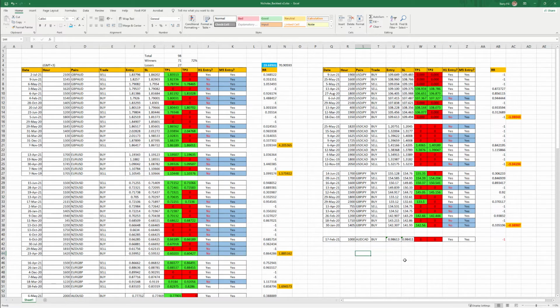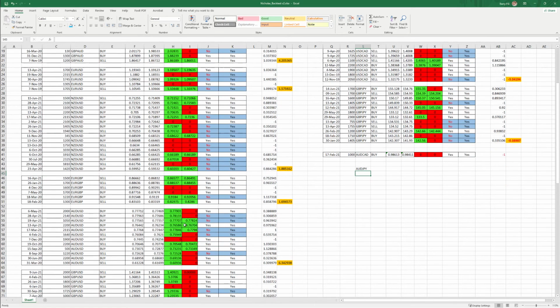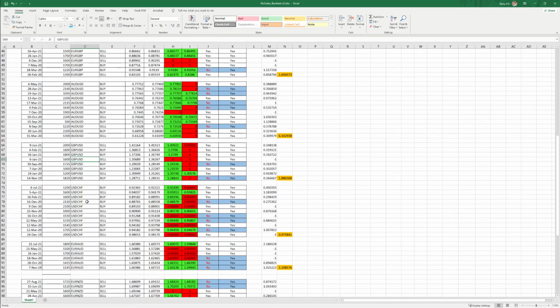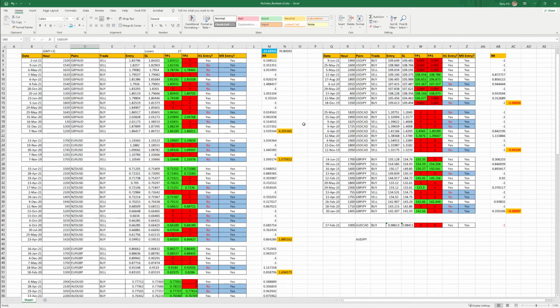I would suggest we just do Aussie Japanese yen, for example, because I noticed that Aussie dollar is doing quite well. Aussie dollar is a winning pair. We have a few dollars that are winning, so dollars might not be a problem. Dollar is winning here, here, and here. Even though it's not so good, it's winning here. So dollar is not really a problem. I was just wondering, is yen a problem?